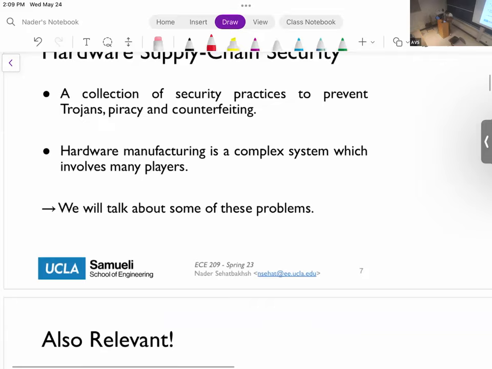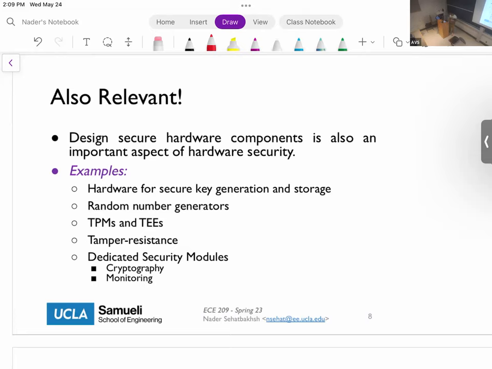As I said, there are things we're not going to talk about, which are also relevant, like how we do hardware storage, designing TPMs, tamper resistance, and so on. One thing that we discussed a little bit last time was about this part and PUFs. I'm going to actually start with that and finish it before jumping into hardware supply chain security.